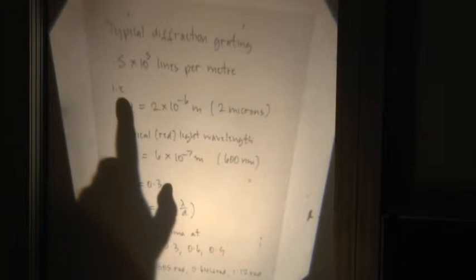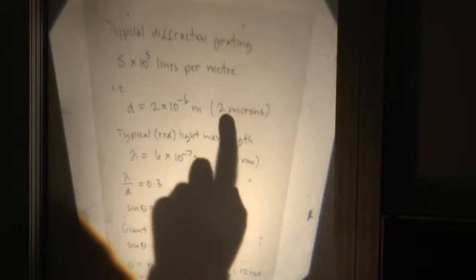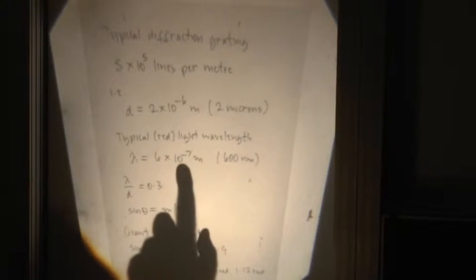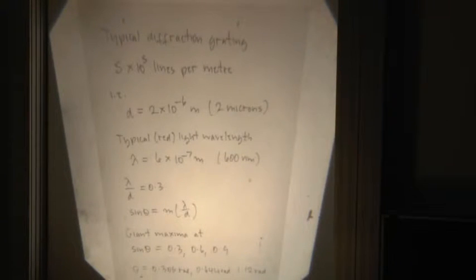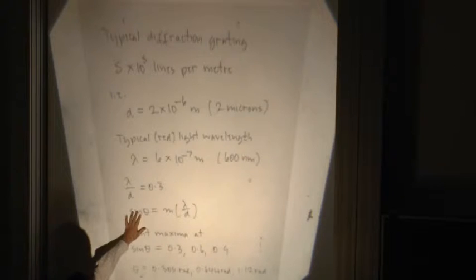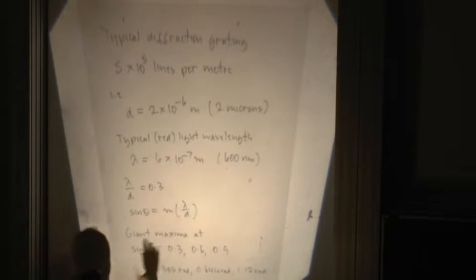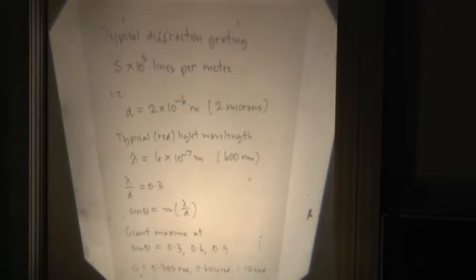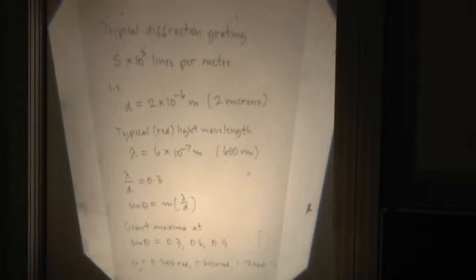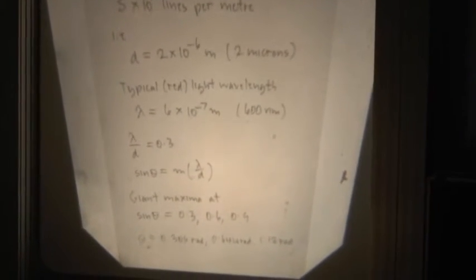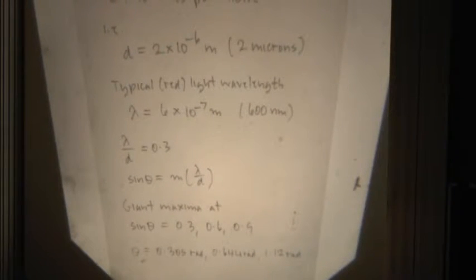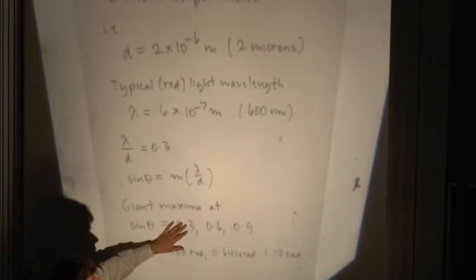So for a typical diffraction grating, D might be 2 microns, and a typical red light wavelength would be, let's say, 600 nanometers. Again, I used this example before of lambda over D being about 0.3. Of course, you get giant maxima when we meet what we'll now call the diffraction condition, that sine theta is m lambda over d. And this has solutions. Always you get the straight-through beam, the m equals 0 beam, because they're all going to add up in phase. I use this analogy because if you're right down the middle of the lecture theatre, these all add up in phase because there's no path difference. So you have a straightforward diffraction condition.